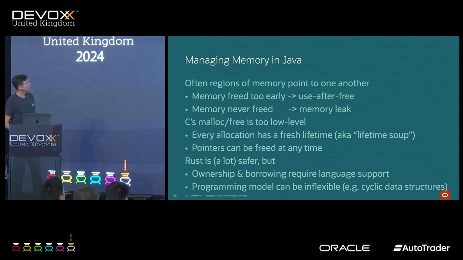And what we want to do is also be able to model memory pointers that point to another memory segment. So we don't want memory to be freed too early. That will give us a use-after-free problem. And we don't want memory to never be freed, that is a memory leak. And it's very apparent that C malloc and free is too low level.